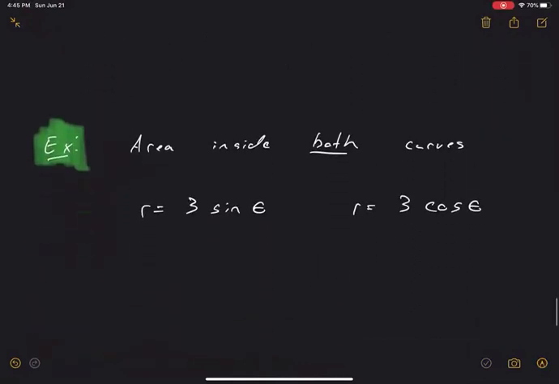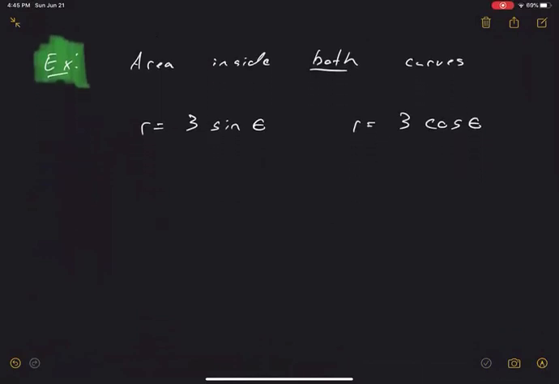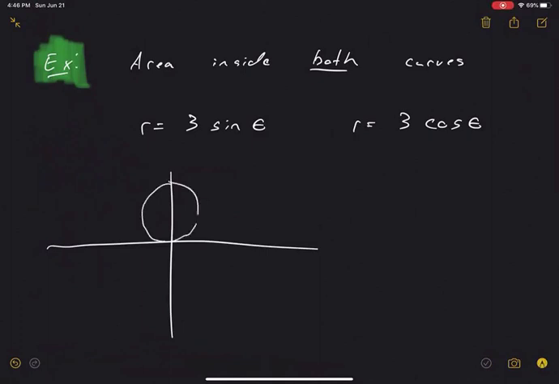Another way we might see the questions phrased is the area inside both curves. So let's draw this. What does 3 sine theta look like? That's another circle like this, sitting on top of the axis. What does 3 cosine theta look like? That's another circle to the right of our vertical axis. So our curve looks like this, and we're trying to find the area inside both curves, which is this overlap here. So what is that area?